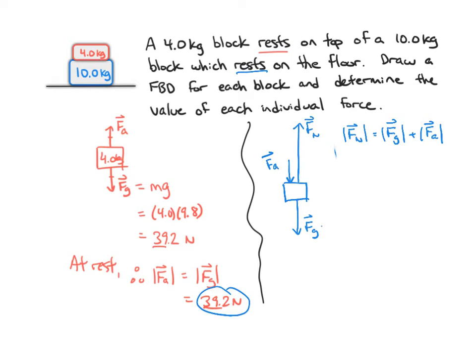Okay, now I can calculate each of them. So the force of gravity will be mg. This block is 10 kilograms, so 10 times 9.8, which will give me 98 newtons. The applied force is equal to the applied force from the previous side because of Newton's third law.